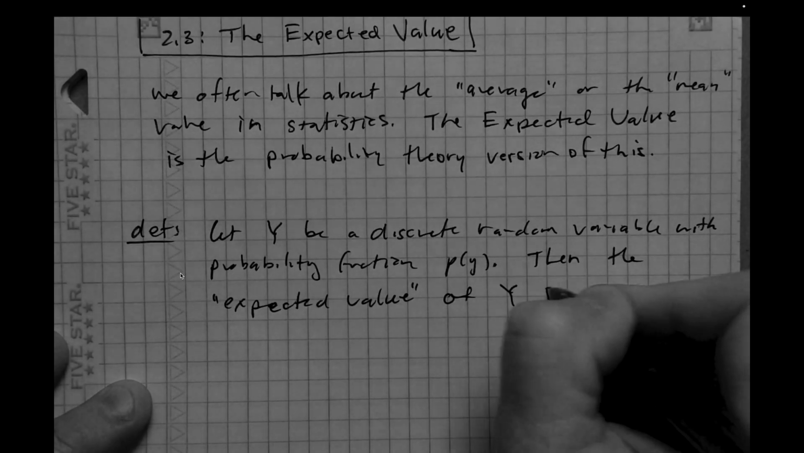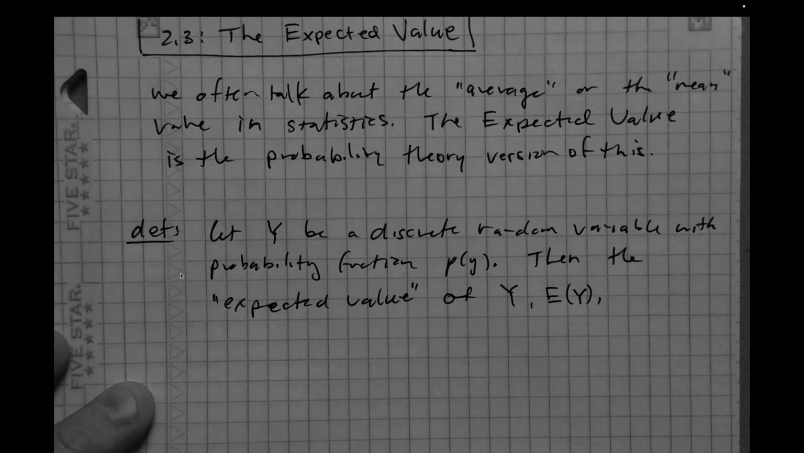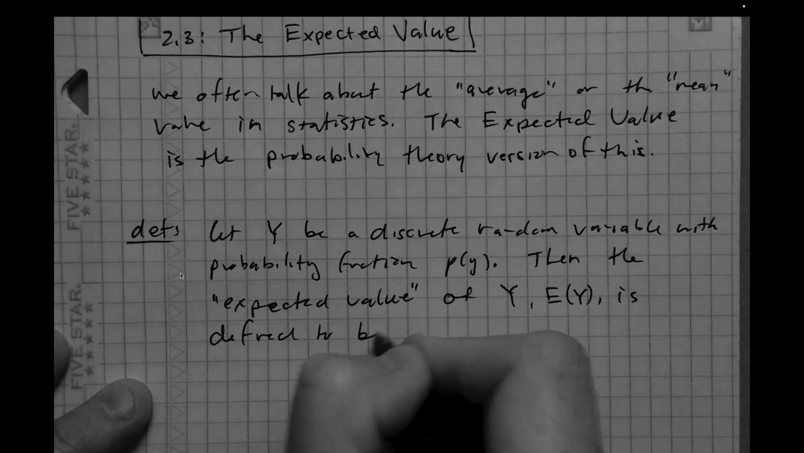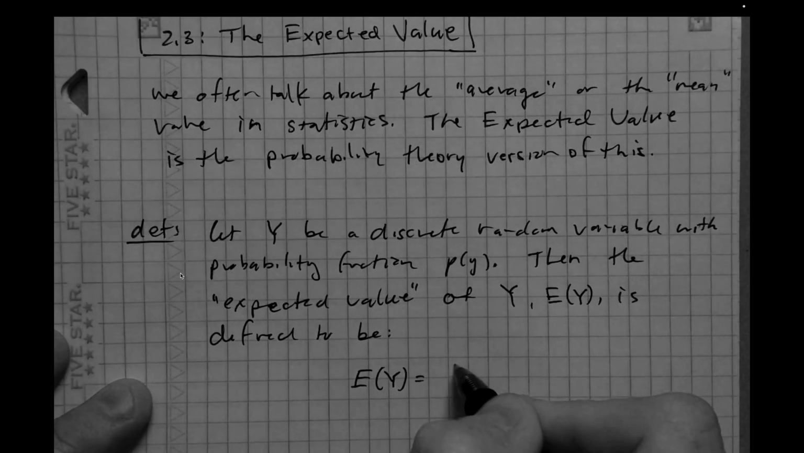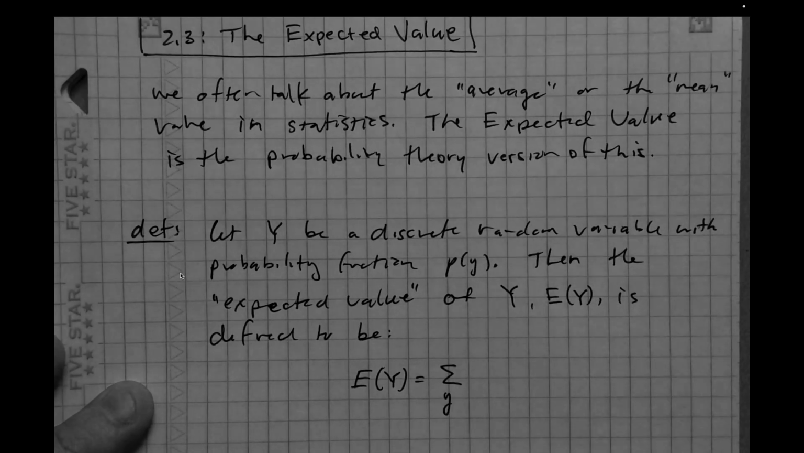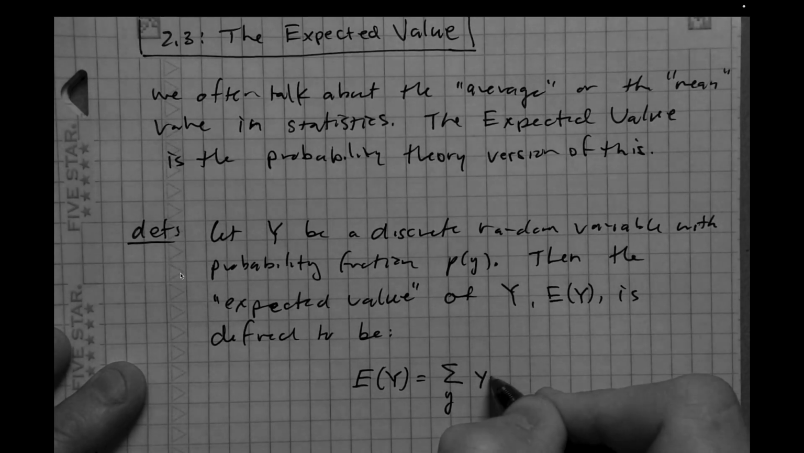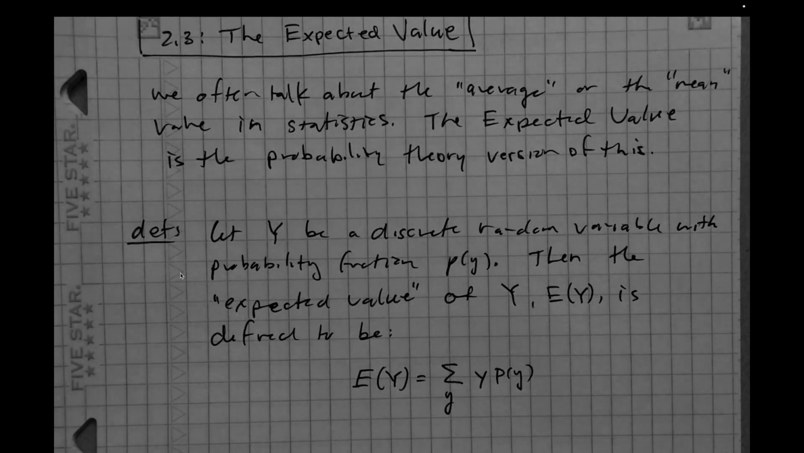of y, and we denote it as E(y), like so, is defined to be, well, it's very straightforward. Expected value of y is equal to the sum over all of the y's that the random variable y can assume of y times the probability of y. All right, so you take the value of the random variable, you multiply it times the probability, and add those all up, and you get the expected value.